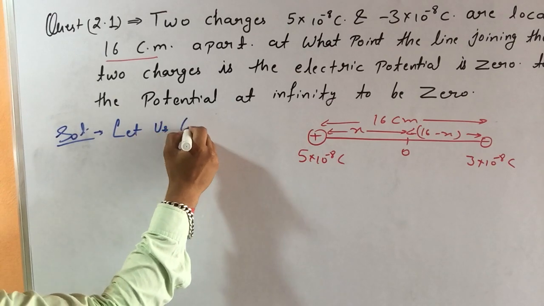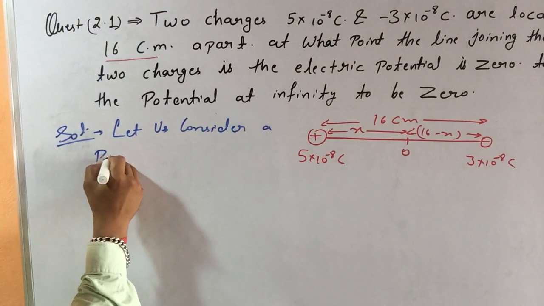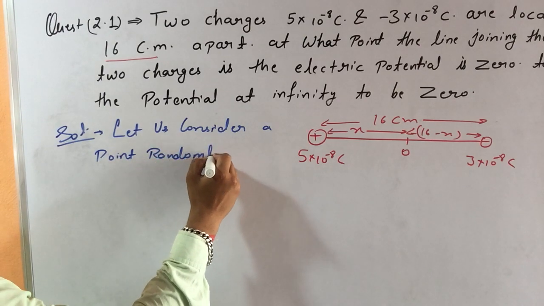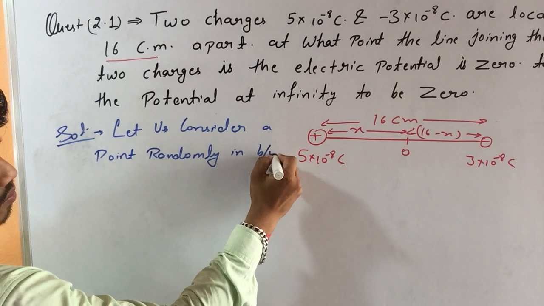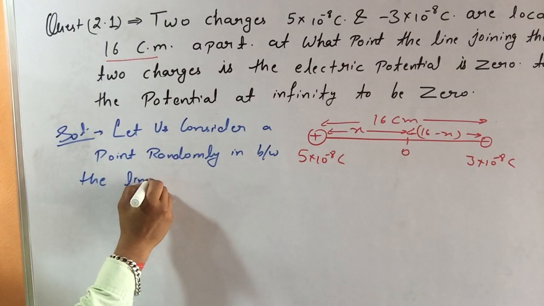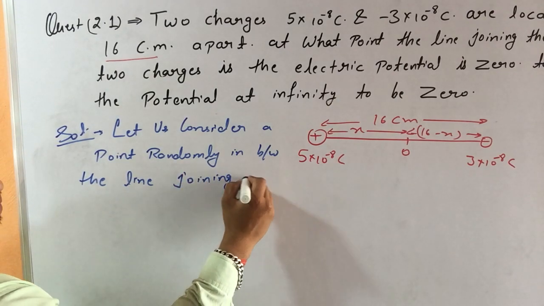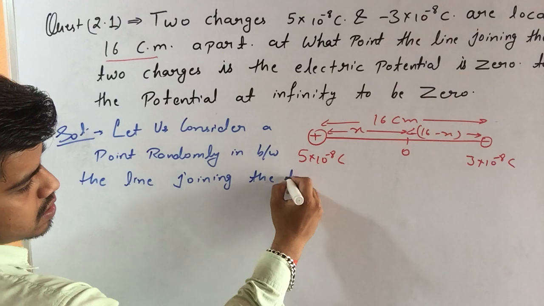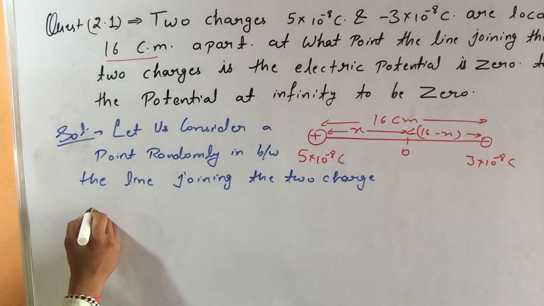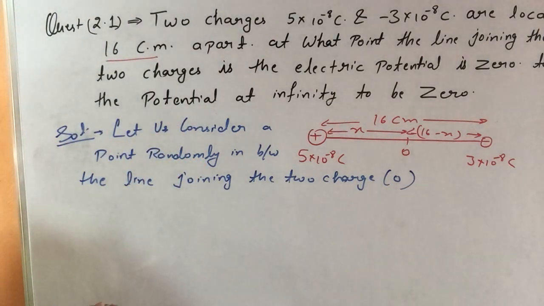let us consider a point randomly in between the line joining the two charges, O. Point हमने कंसिडर कर लिया O.